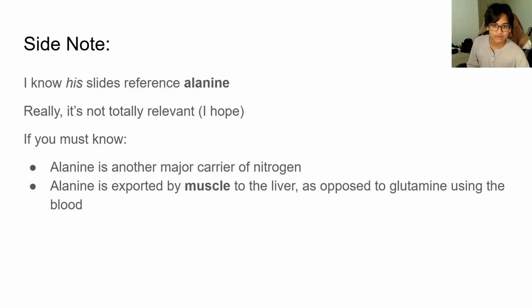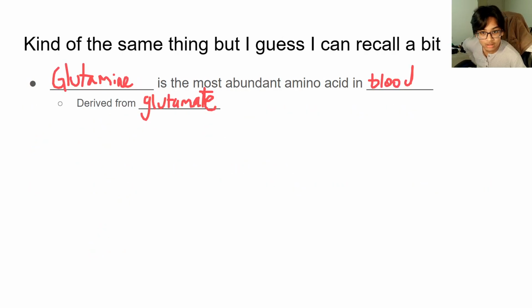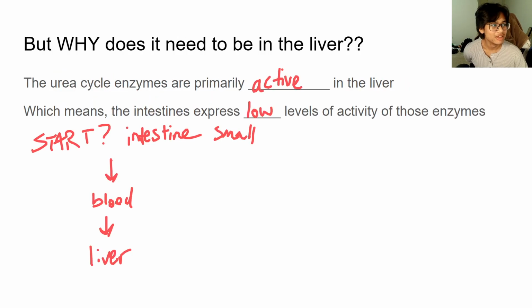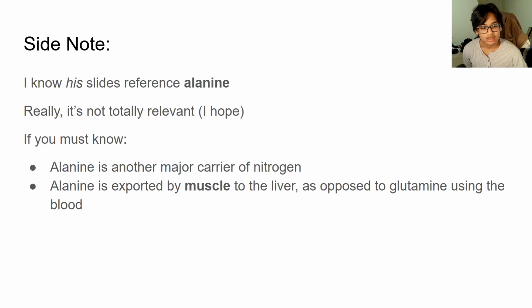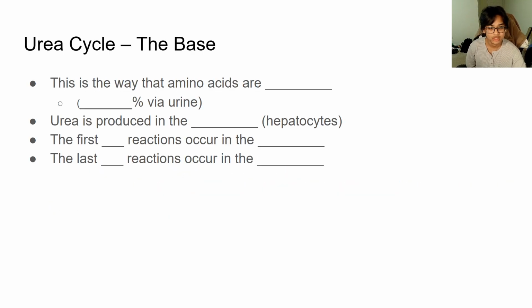A side note, I know that one of the pictures on his slide has alanine. The only thing that I read about it is that it's not totally relevant, but alanine is just another carrier of nitrogen, in the way that glutamine carries nitrogen. And alanine is exported by muscle to the liver, as opposed to glutamine using the blood to go to the liver.